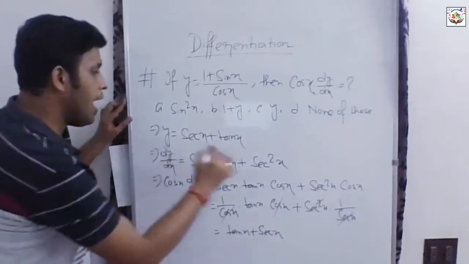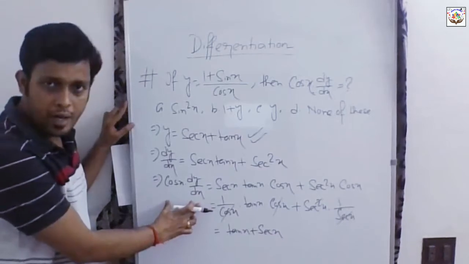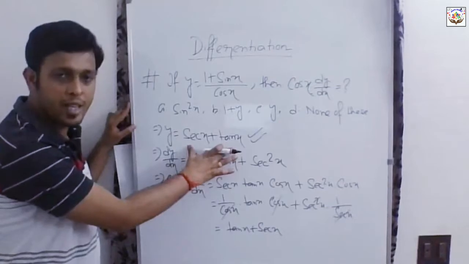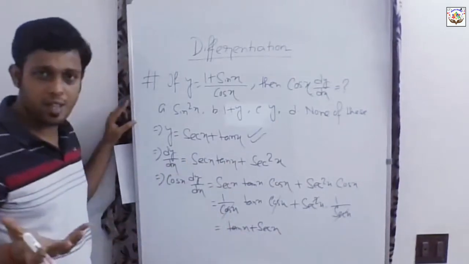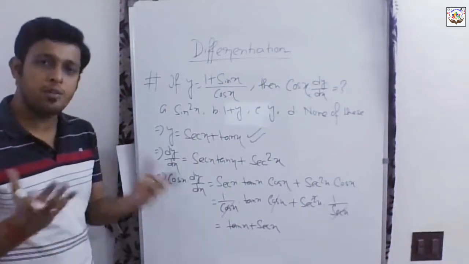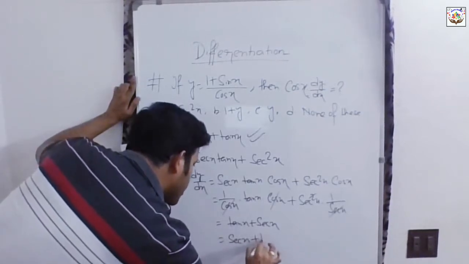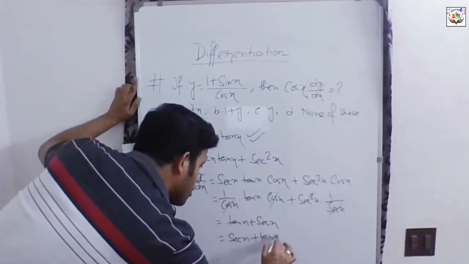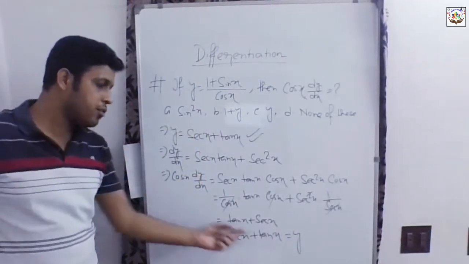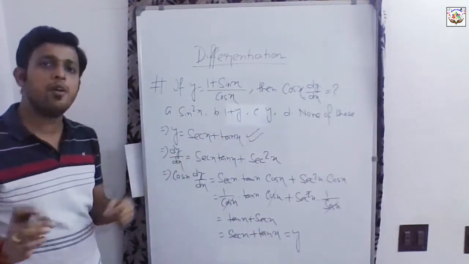Now see, we had y equals sec x plus tan x, and we have cos x into dy/dx as tan x plus sec x. That means they are the same. Whatever be the order, tan x plus sec x and sec x plus tan x are the same. So we can say that cos x into dy/dx will be equal to y, because a plus b equals b plus a. So we can definitely write that cos x into dy/dx will be equal to y. So it matches with option C. So C will be our correct option.